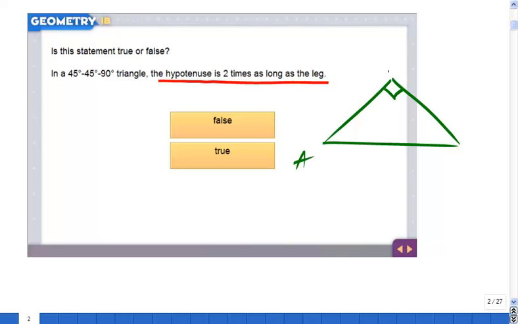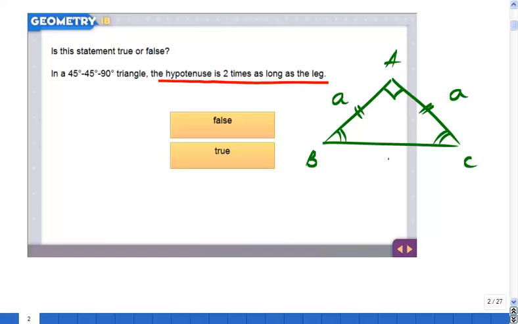Let's be consistent here and name it the same way as the other one. A, B, C, I believe it was. It really doesn't matter. 45, 45 means angle B is congruent to angle C, right? I also know in an isosceles triangle, the sides that are opposing your congruent angles are also congruent, right? So if AB has a measure of A, AC will also have a measure of A.